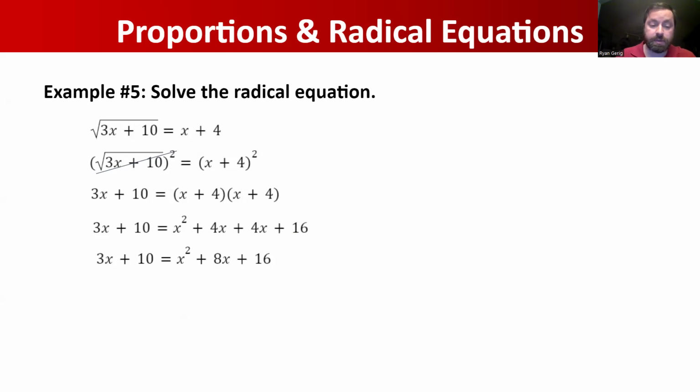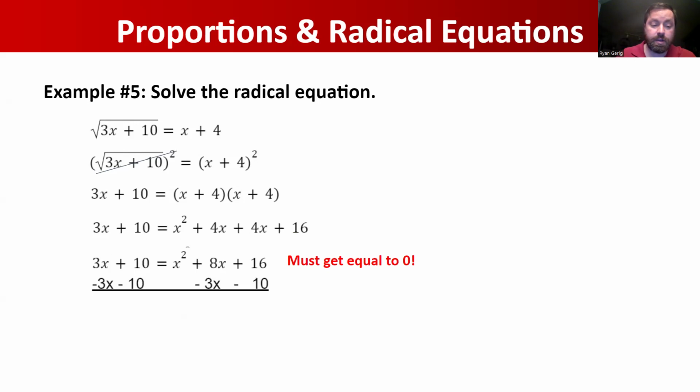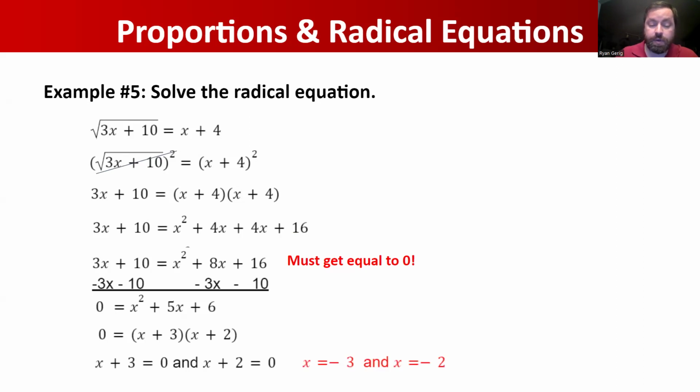Now, we have to get it equal to 0, and this is a little bit different. We got to move 3x, and we have to move 10. So we're going to subtract both of those to the other side. 3x minus 3x is 0. 10 minus 10 is 0, so I have 0 left on the other side. X squared doesn't combine with anything. 8x minus 3x is 5x, and 16 minus 10 is 6. And you see we have a quadratic left over. This one factors pretty easily, 3 and 2. So that means my two solutions are negative 3 and negative 2.